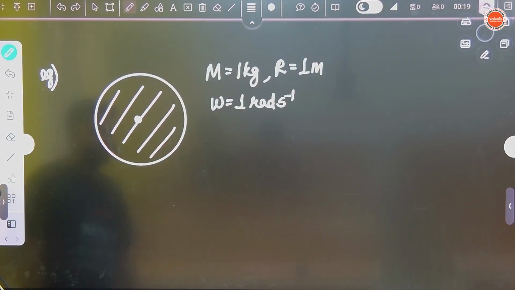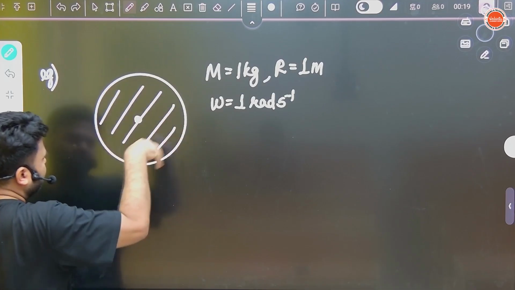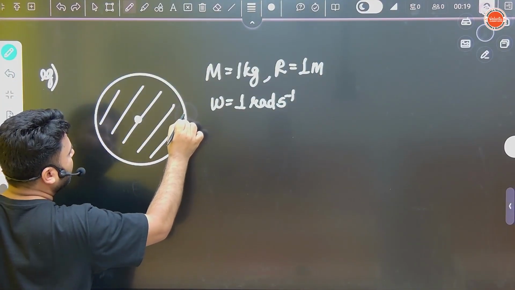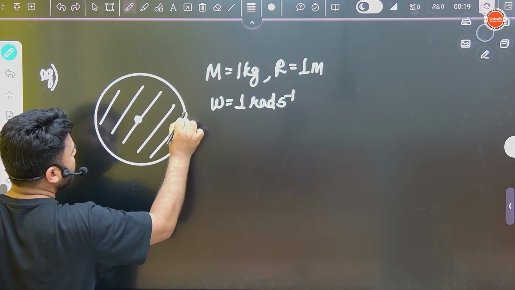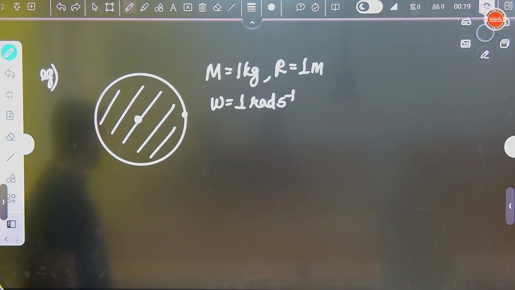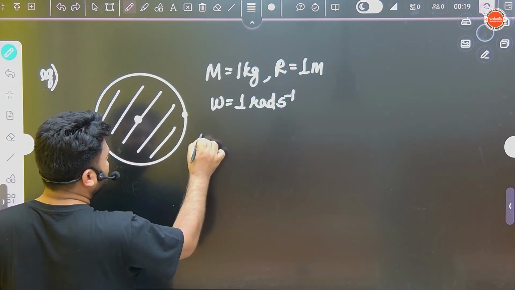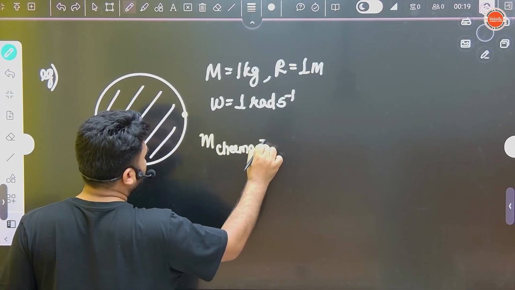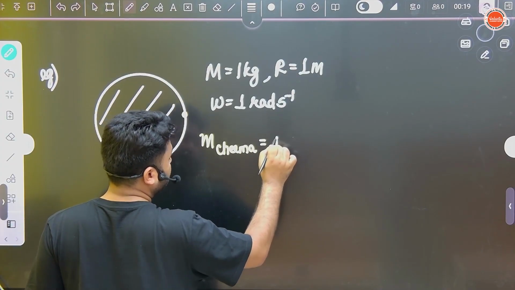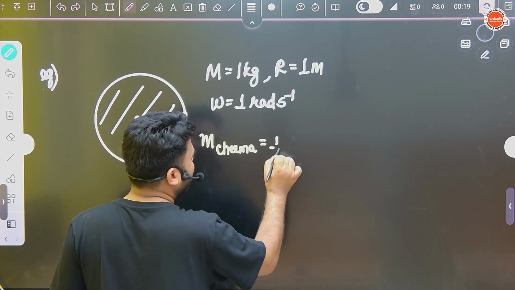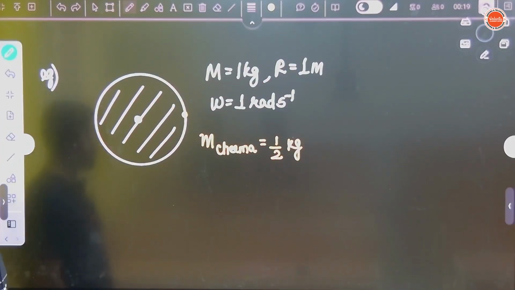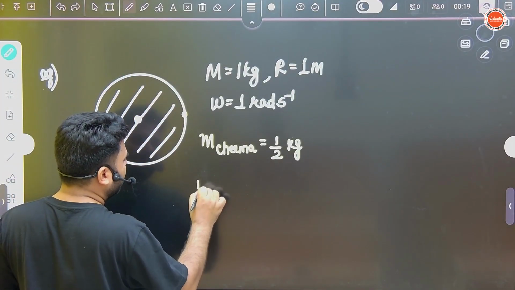Okay. Now what we do, we gently put, so this CD is rotating, we gently put one chima here, at this side. Correct? Mass of the chima is half kg. Very heavy chima, half kg, suppose. So if we gently put it, what will be the final angular velocity of the system?